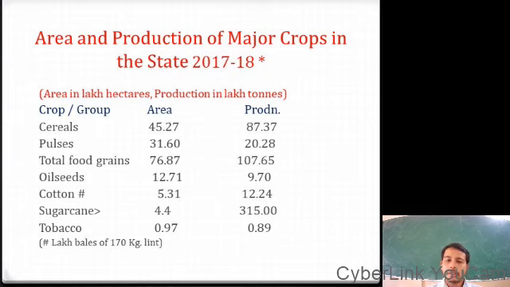So this is the brief introduction and explanation about our state's agricultural activity, their land utilization, different cropping patterns, and some major crops production and their respective land areas. In our next class we will discuss some other topics related to our agricultural activity.